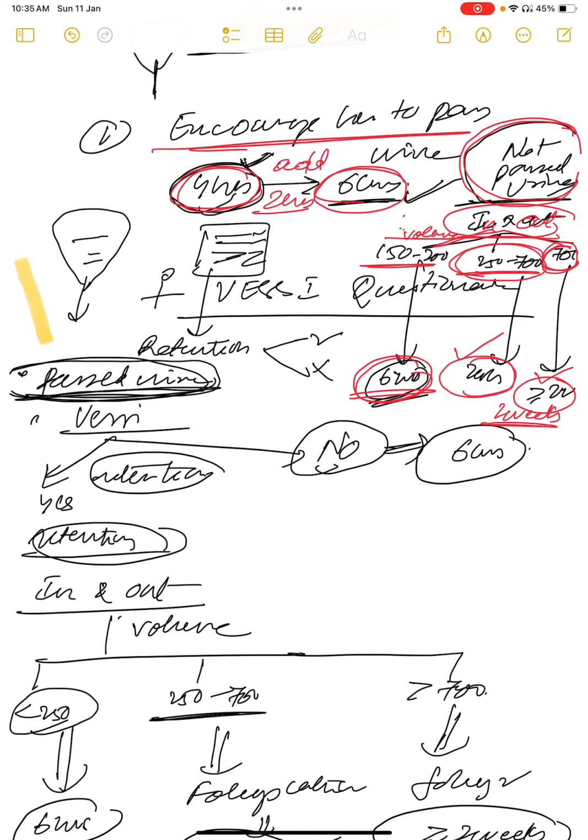Okay. If after giving these additional 2 hours she passed the urine, then you'll go for a Wesley questionnaire. In the Wesley questionnaire, if she is saying yes, there is retention, then what will you do?